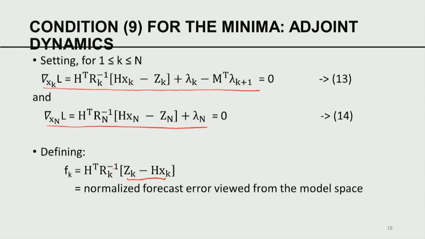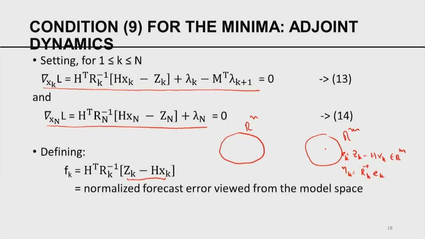I would like to now bring in the operator H transpose. We are looking at this for the first time. So this is R^n, this is R^m. So zk minus h of xk belongs to R^m. I am going to call it ek. Then I am going to call eta k equal to Rk inverse ek, which again belongs to R^m. So ek is the actual error, eta k is the normalized error. H is a map that goes from R^n to R^m. H transpose is a map that goes from R^m to R^n. Therefore, H transpose eta k is f of k.